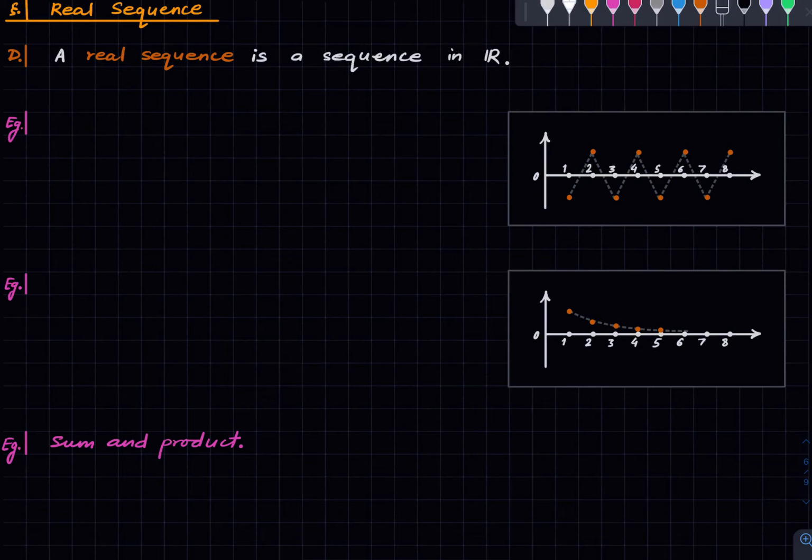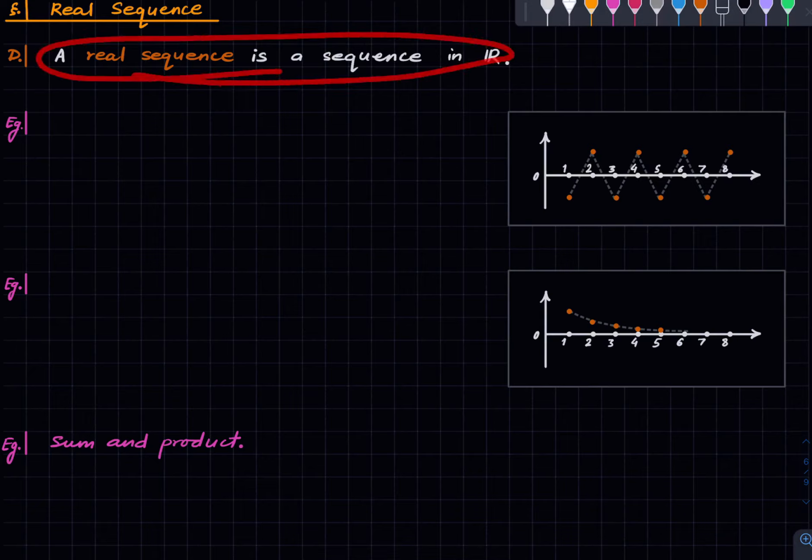One more thing I want to say is that sometimes we start a sequence from 0. This thing can also be called a sequence in X. So here you're just changing the indexing set. Let us not waste time on such small things. So we have the definition of a real sequence, and now let us look at examples.